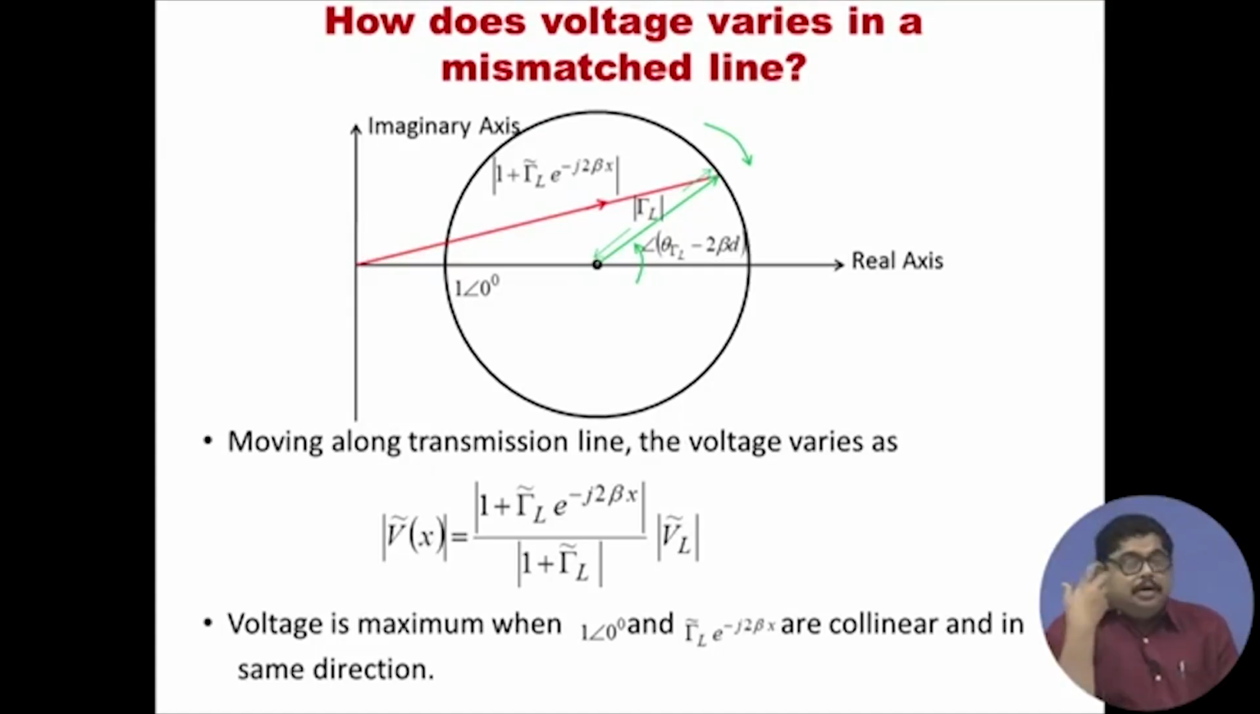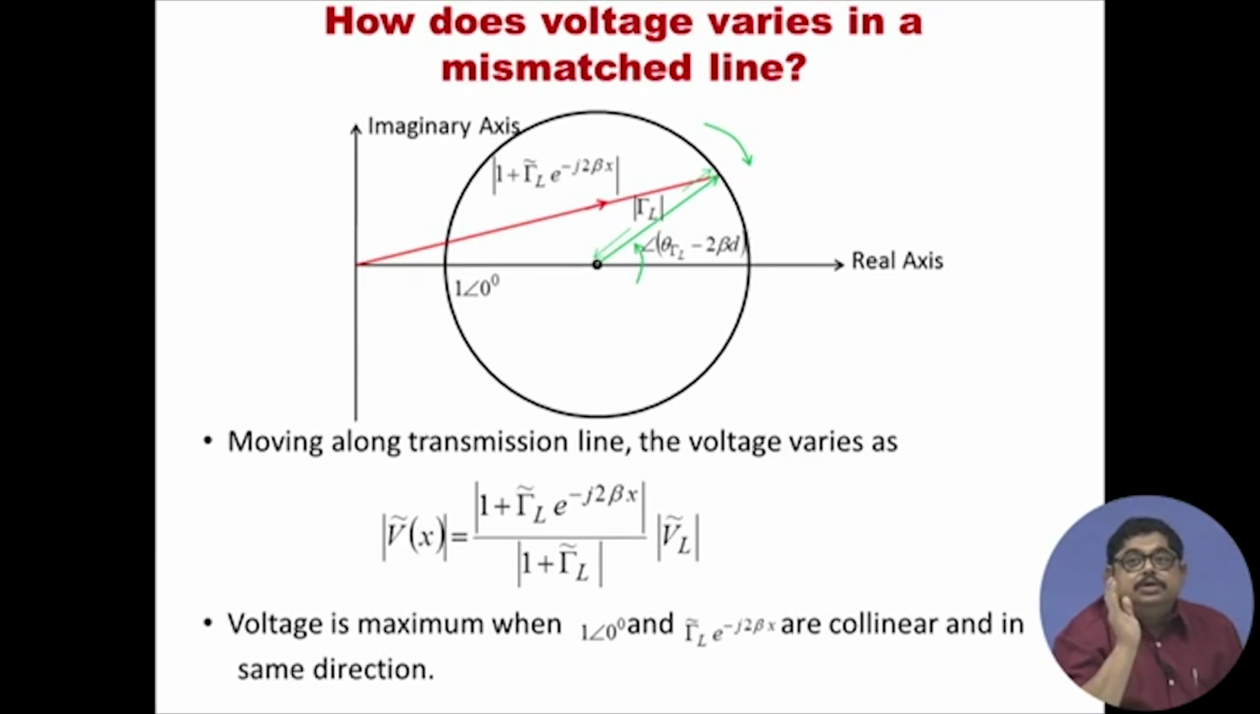Now, I just ask you to refresh your transmission line theory; you can see any good transmission line theory book. The voltage in the line, meaning the total voltage, that is the incident voltage plus the reflected voltage, is given by this formula: the magnitude of Vx, which is a phasor, is VL times 1 plus the load reflection coefficient e to the power minus j 2 beta x, where x is your distance from the load.